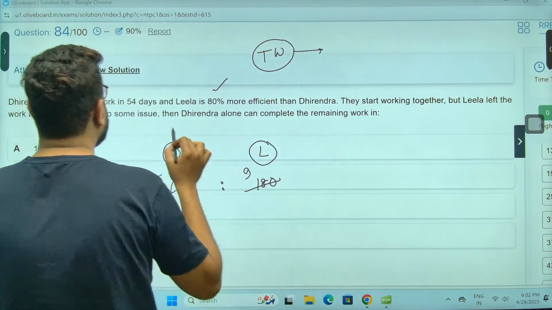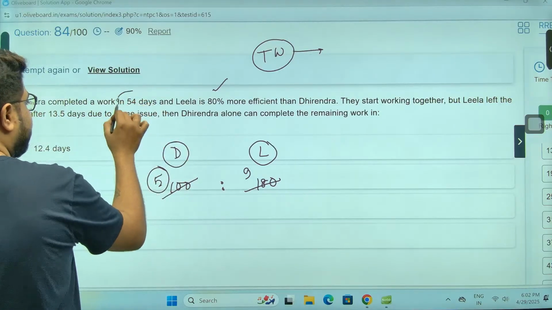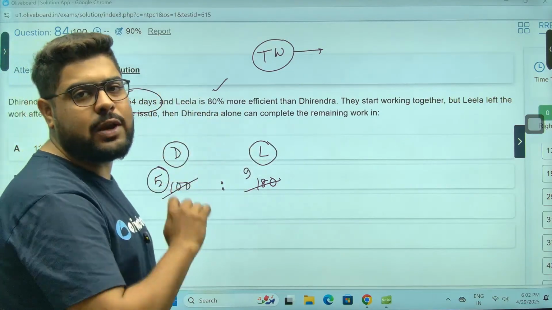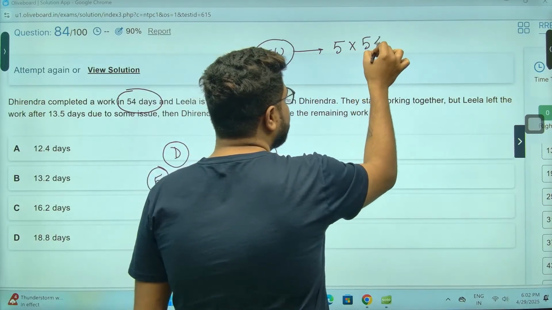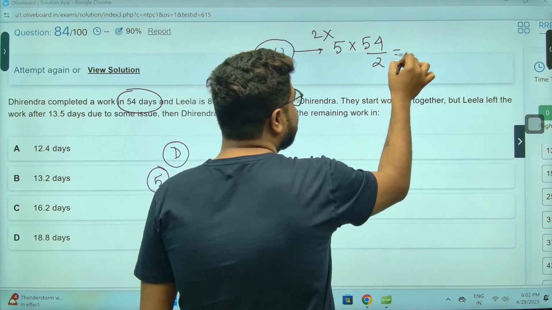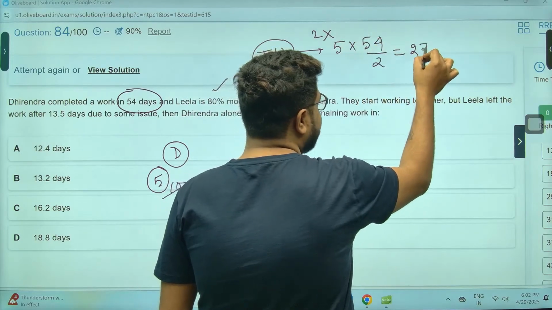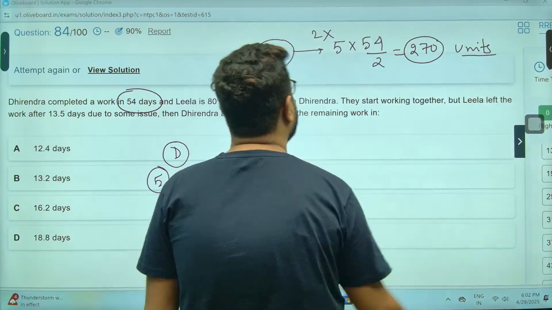Don't worry. Dhirendra can do 5 units of work every day and he is taking 54 days to complete the total work. So total work will be 5 into 54. 5 into 54 is 27 into 10, 270 units. Done. One liner.